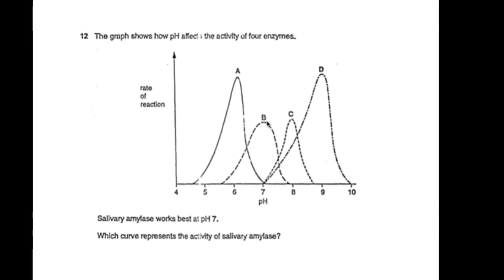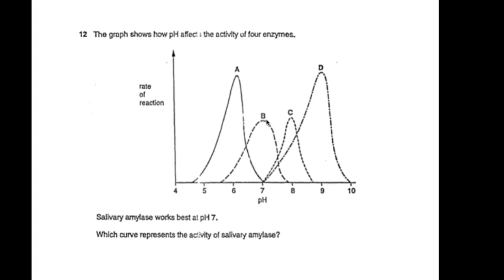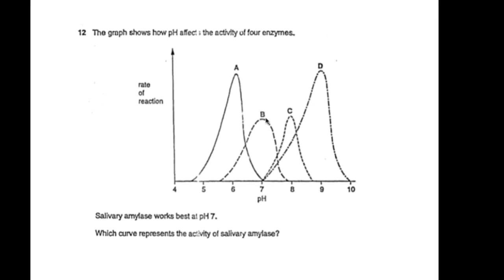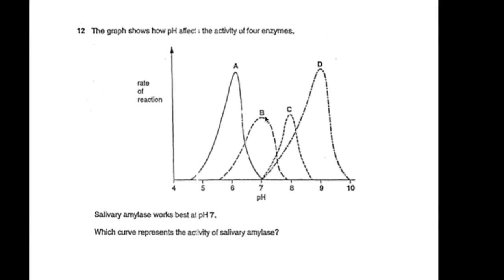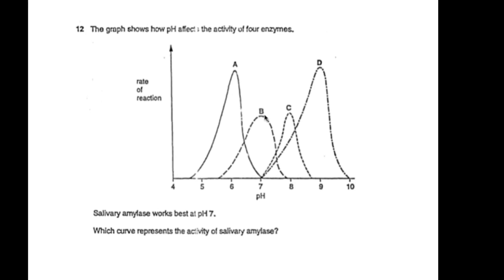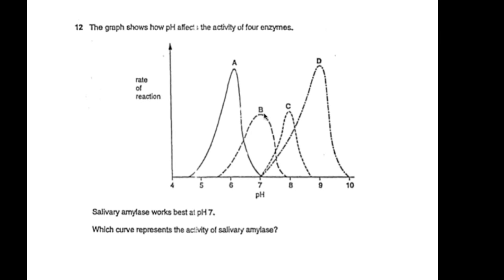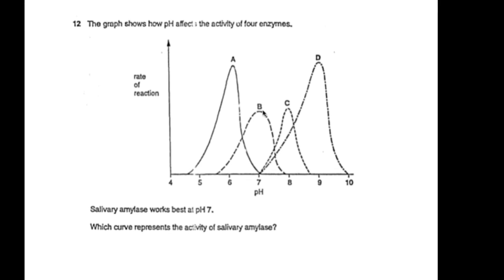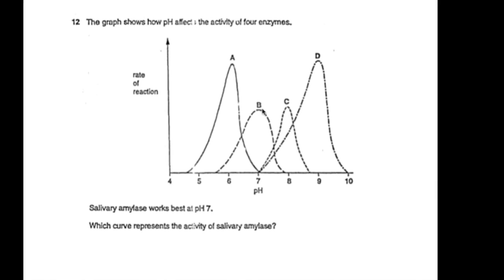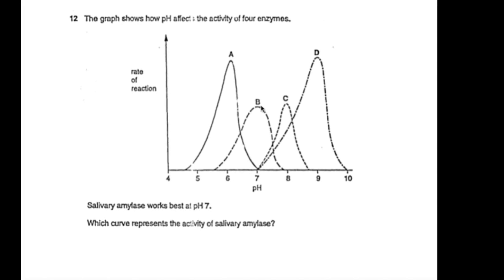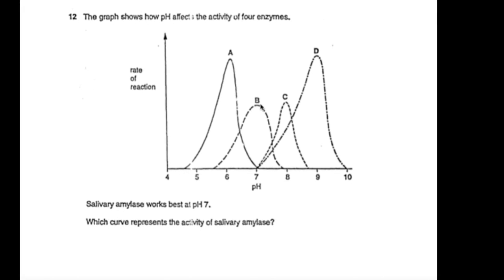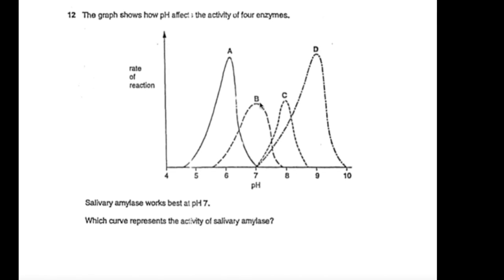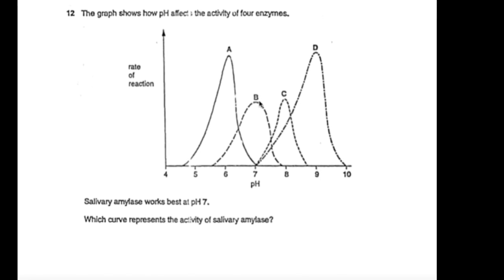Question number 12. The graph shows how pH affects the activity of 4 enzymes. Salivary amylase works best at pH 7. Which curve represents the activity of salivary amylase? This is a very obvious question, as you can see clearly from the graph that B's rate stops at pH 7. So the answer for this is B.